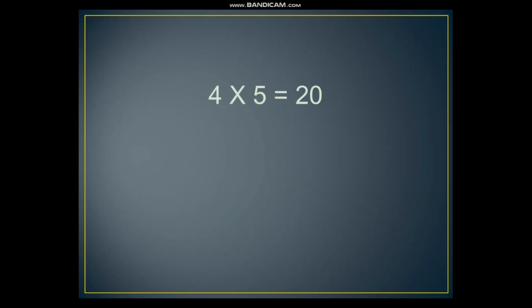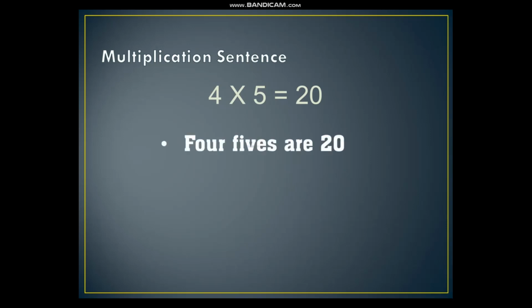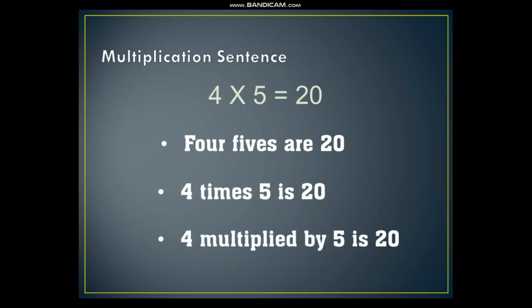Now this is a multiplication sentence and this can be read in multiple ways. Let us see how we can read it. It can be read as 4 5s are 20 or 4 times 5 is 20. Another way to read this sentence is 4 multiplied by 5 is 20. Now this is a multiplication sentence.